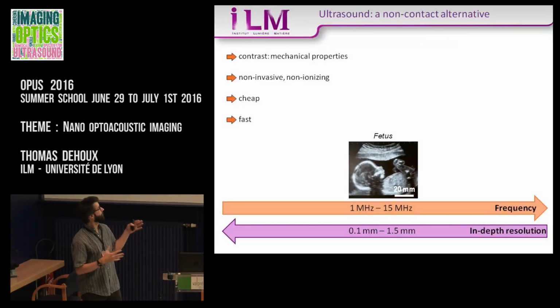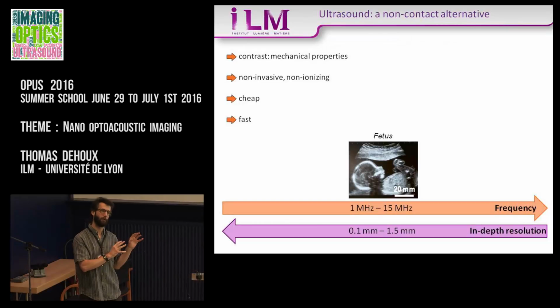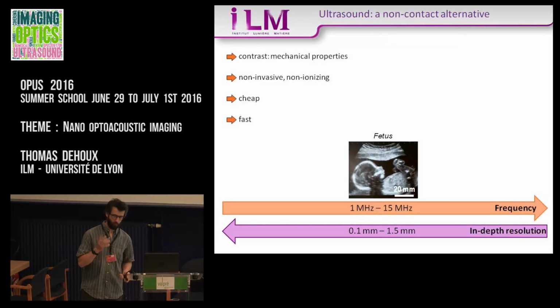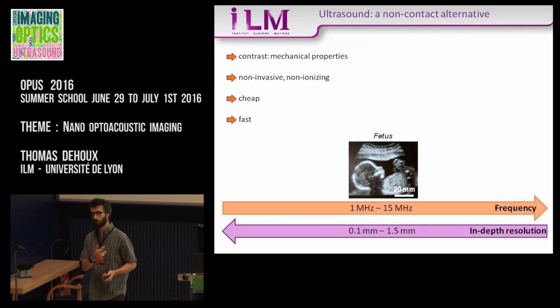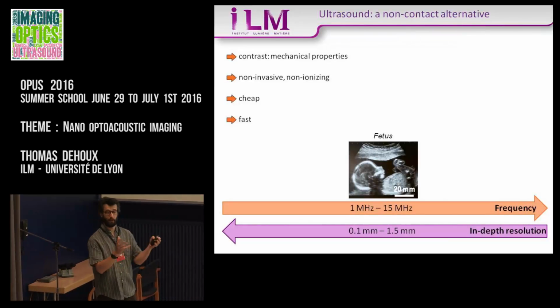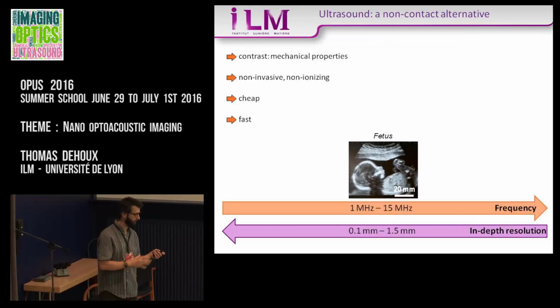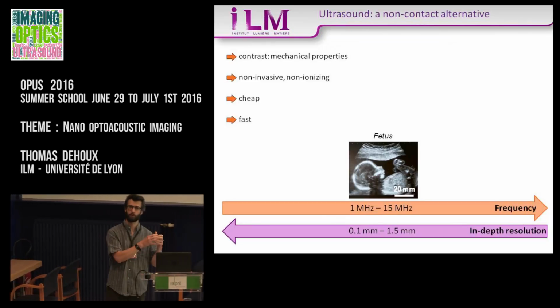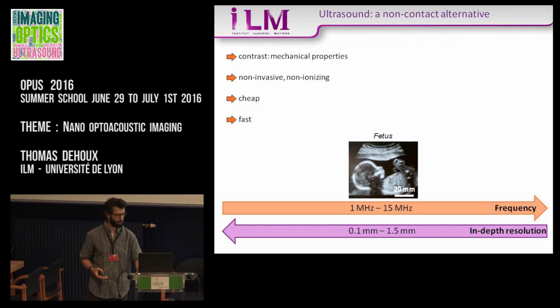It will be non-invasive, non-ionizing. Potentially it's cheap and fast. In the present case it's not, but it could be. We also need to take care about the resolution we can have, because a cell is quite small, and the classical image we get using ultrasound is this one, where you have tens of megahertz frequencies with a resolution of a fraction of a millimeter, which is not small enough.